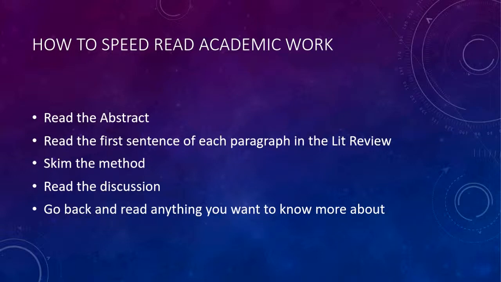The next step is to speed read the article. In order to do that, the first thing you're going to do is read the first sentence of each paragraph in the literature review. Now, a well-written literature review, a well-written paper, is going to have the topic of each paragraph in the first sentence. So by reading the first sentence of every paragraph in the literature review, you're getting an idea of what this person is saying. You can highlight sentences that you really think are important and go back and read those paragraphs later. But for the most part, you're just wanting to go through and get a sense of what's happening.